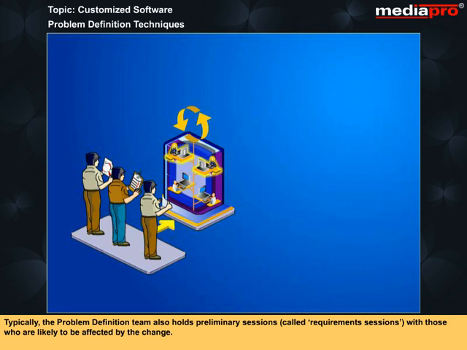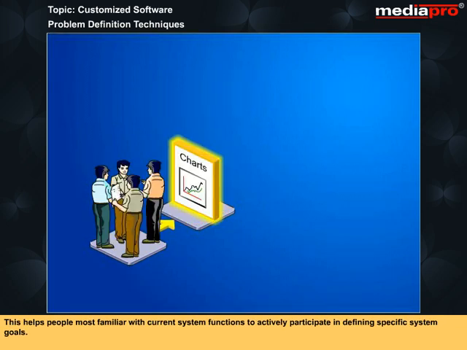Typically, the problem definition team also holds preliminary sessions called requirements sessions with those who are likely to be affected by the change. This helps people most familiar with current system functions to actively participate in defining specific system goals.